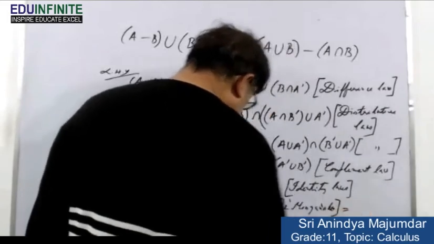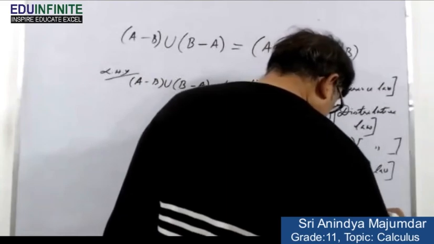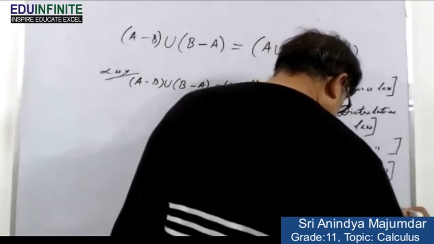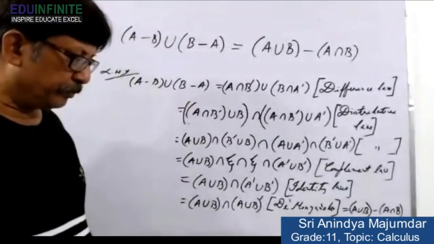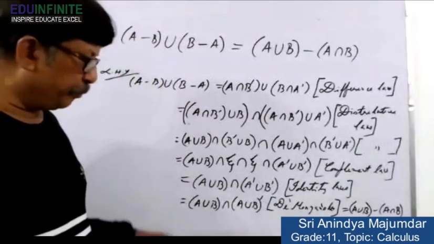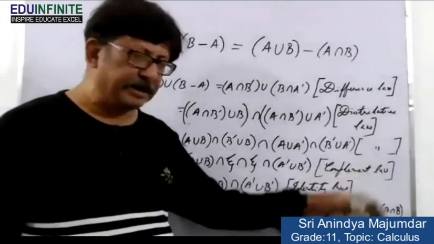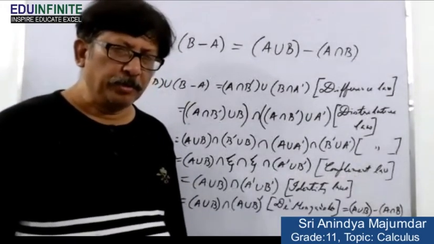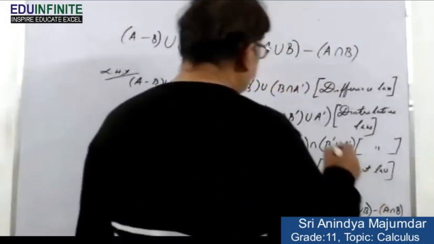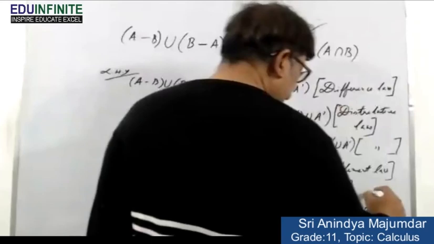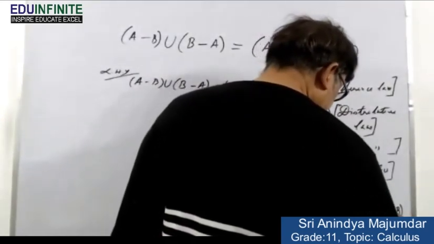And finally, this is equal to A union B intersection A intersection B. Which law have I used? P intersection Q complement, as if this is P difference Q. Difference law. And that is what was to be proved, and it is proved.